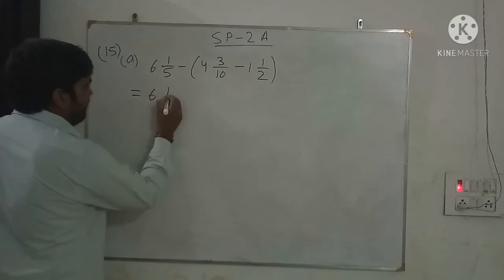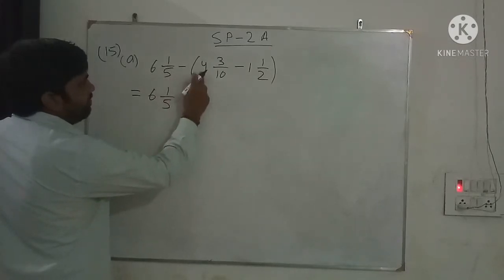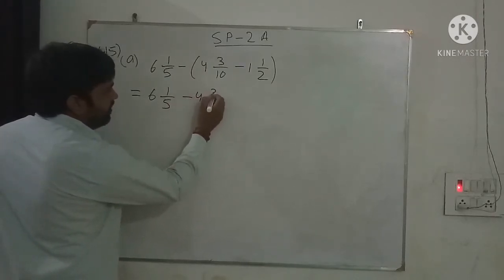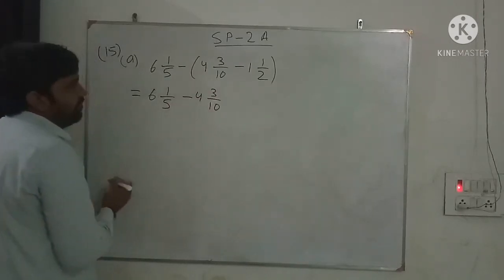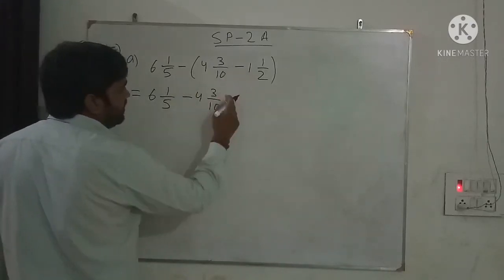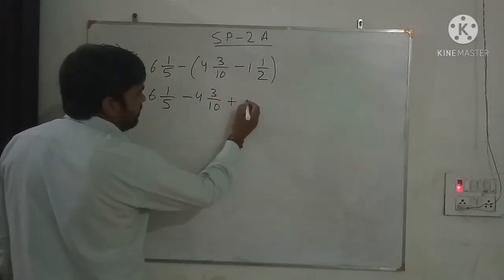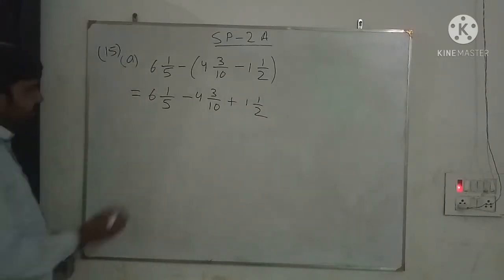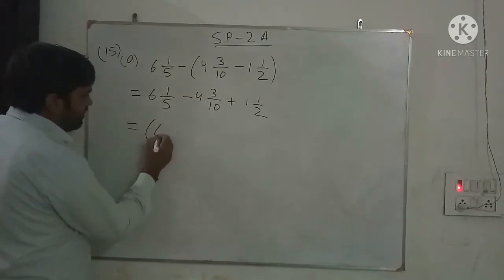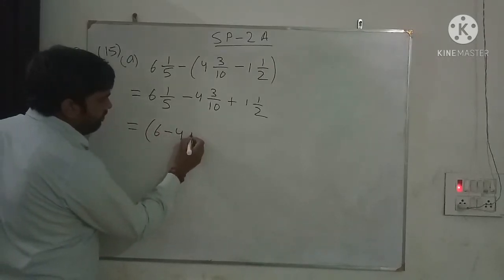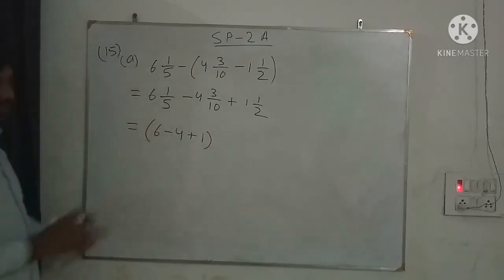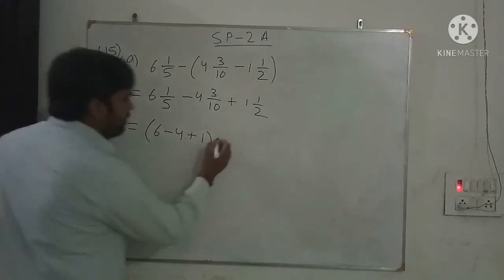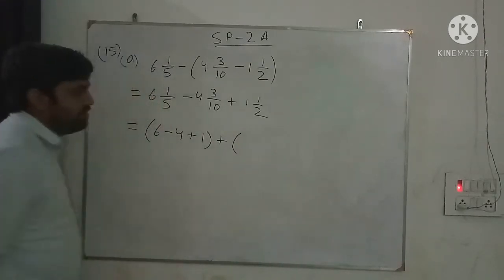So see, 6 1 by 5. When you multiply this minus, this is the positive number, so minus plus gives you minus, so minus 4 3 by 10, like this it will become. Similarly when you multiply this minus to this minus, minus minus gives you plus 1 1 by 2. Now you have to write this as a mix. In one bracket we write the mixed numbers: 6 minus 4 plus 1. Now in another bracket we write plus, and we write the fractions only.